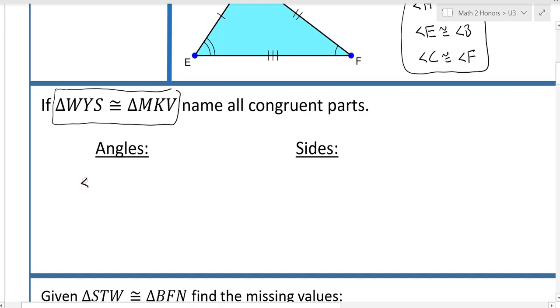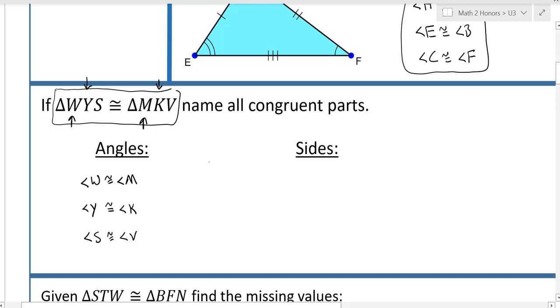I know that angle W is going to be congruent to angle M because they are both the first letter in the way it's written. So that's why it's important that there's a correspondence in how that's written. We know that angle Y is going to be congruent to angle K because they're both the second letter in those statements. And angle S is congruent to angle V.